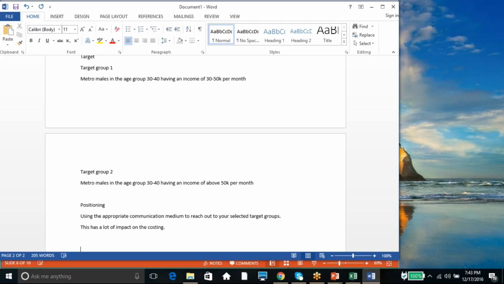So you choose your medium so that you reach your selected target group and try to get a maximum of those covered only, rather than just picking any medium which is on a nationalized basis and creating more wastage. Okay, so that completes STP. Any questions on that? Any questions on STP?